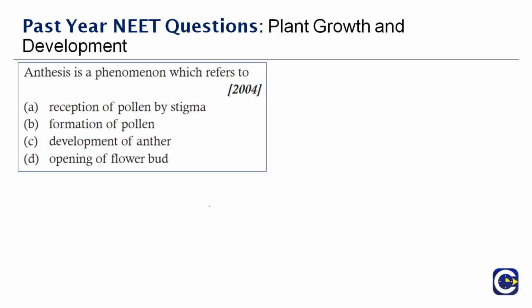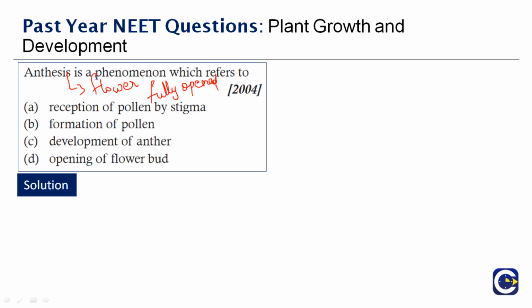Next question here. Anthesis is a phenomenon which refers to dash. Again, this is an easy question for you. So what is anthesis? Let's discuss that first. Anthesis is a period during which a flower is fully open and functional. So what does this mean? A flower will be fully opened. That is, the blooming stage is over. You don't have to expect much more blooming from it. So the flower is fully opened, which means it's fully bloomed. Once it is fully opened, it becomes functional as well. It may also refer to the onset of that period.